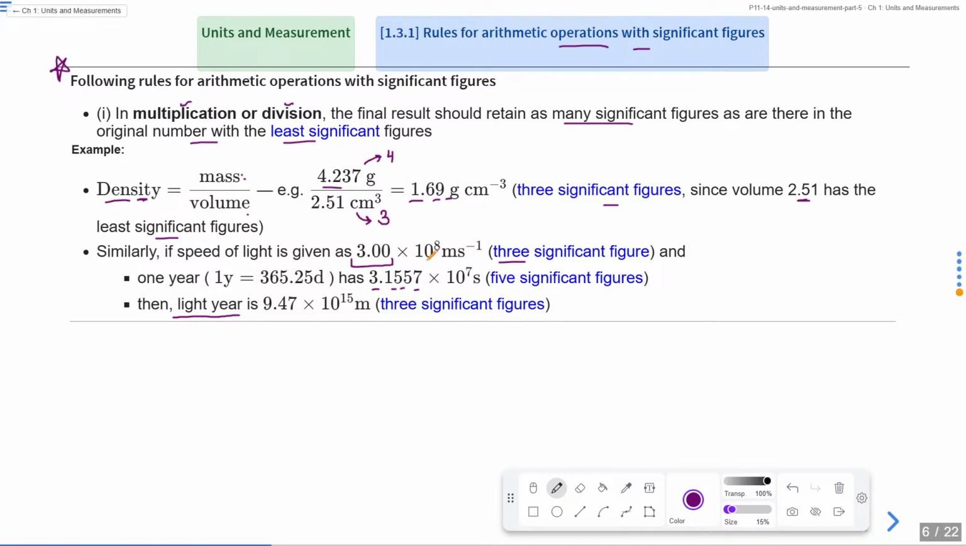So we have the least number of significant figures in speed of light. That is 3. So we should keep 3 significant figures in the light year also, because 1 light year is speed of light into 1 year. In speed of light, there are 3 significant figures, so in the result, that is in 1 light year, we should keep 3 significant figures.